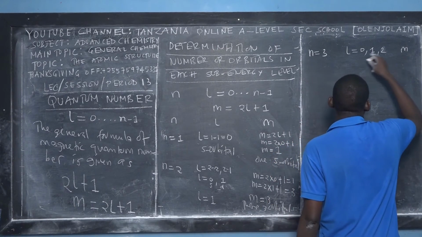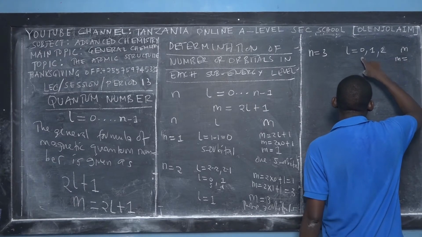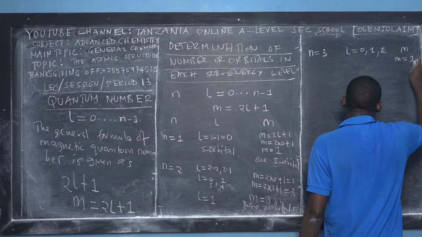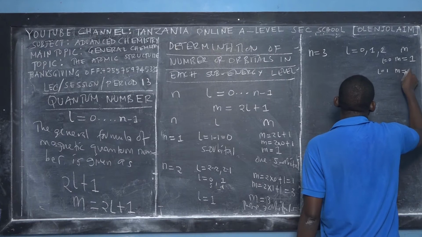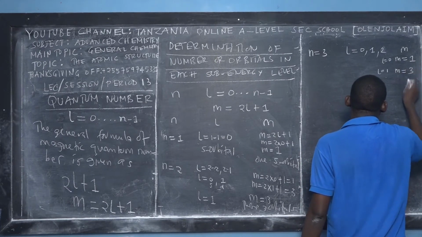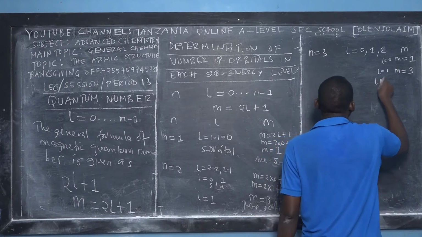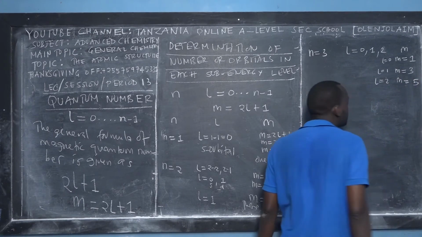When L is equal to 0, magnetic quantum number will be equal to 1. When L is equal to 1, magnetic quantum number is equal to what? 1 times 2, which is 2, plus 1 is 3. Then when L is equal to 2, now we say that this magnetic quantum number is equal to 5.